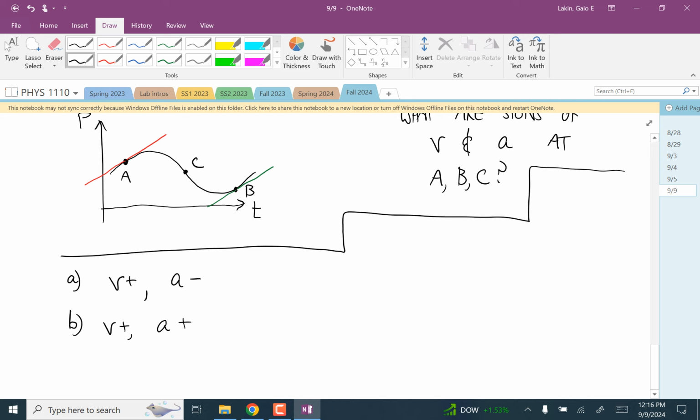And now we'll go to C. And so this is sort of a weird one. More than anything, I'm just kind of telling you how this works. But for the slope, it's not too hard to tell. If you draw a tangent line, it would look something like that. So is the velocity positive, negative, or 0? Negative. Yeah, the velocity is negative.